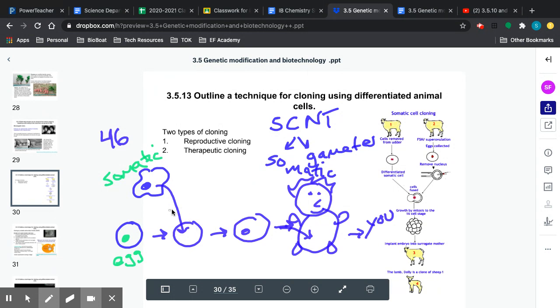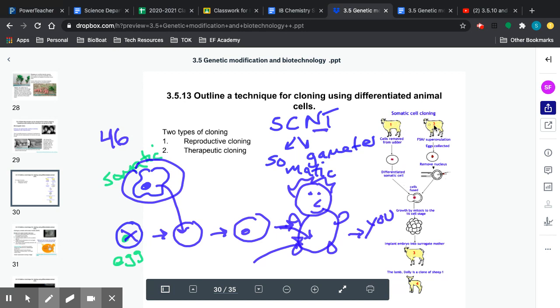I heard they did this with humans. I hope it's not true, but there was some rumor that they did. So the three different individuals are you, right? You have to donate your somatic cell with that nucleus. The other individual has to donate the egg, which will be enucleated. And the third individual needs to give birth to you, needs to carry you to term.